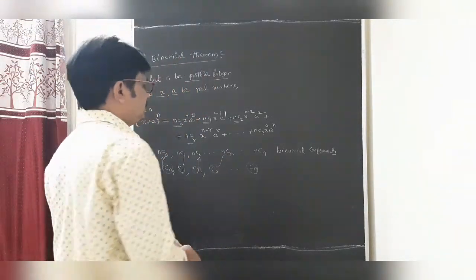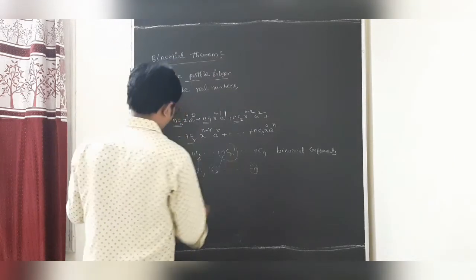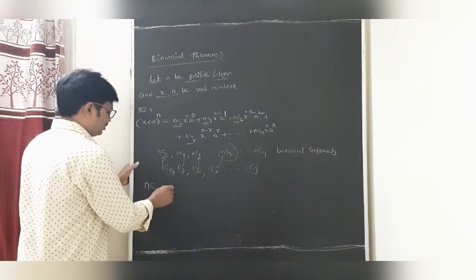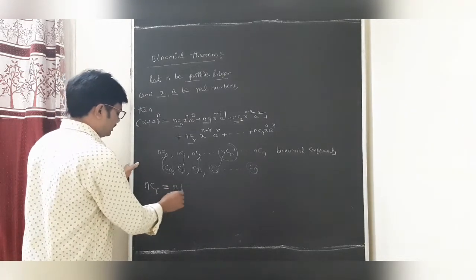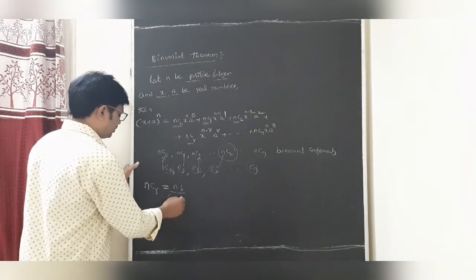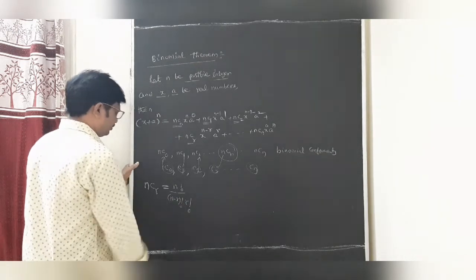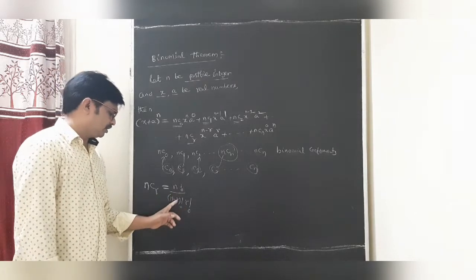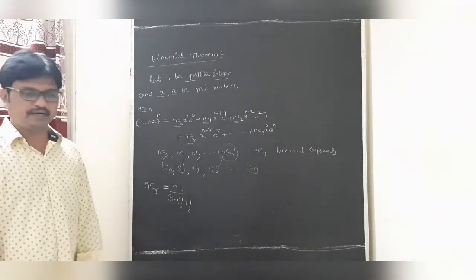My dear students, in combinations we have to learn about nCr. What is nCr? nCr is n factorial divided by (n minus r) factorial into r factorial.